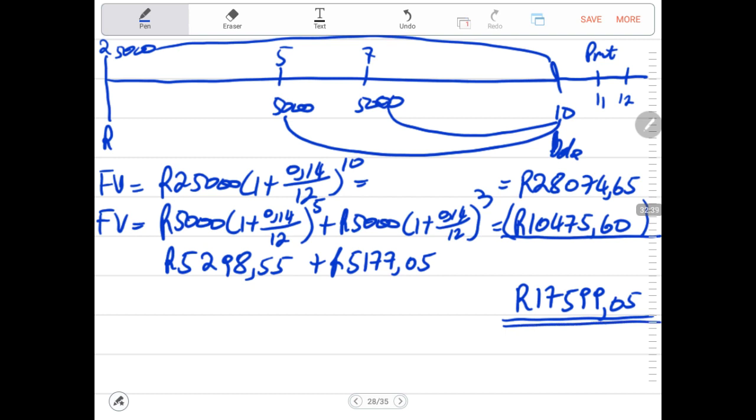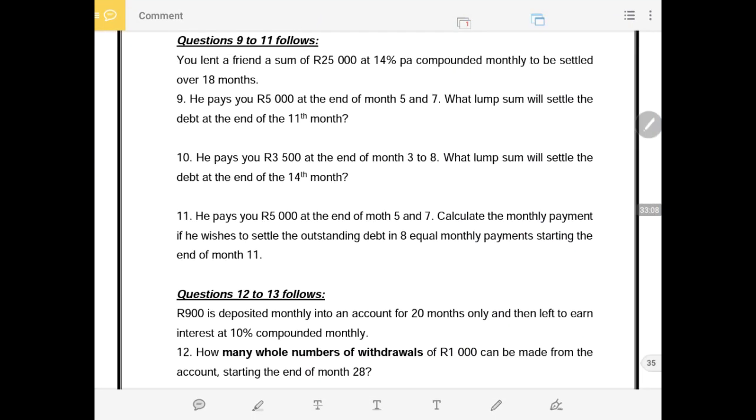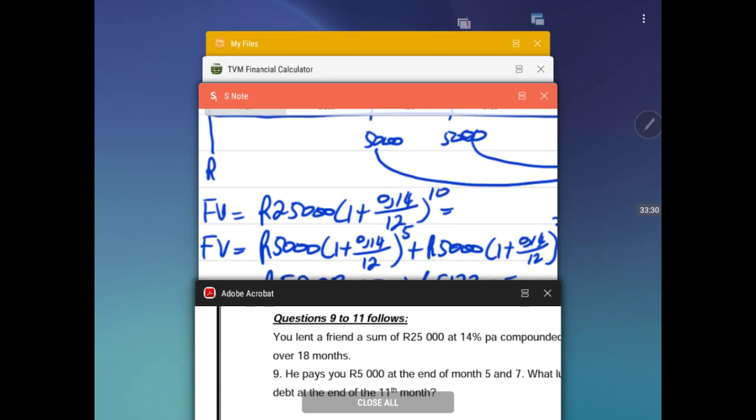So now the amount in the account at the end of month 10 is this one. At the end of month 10, this is the balance this friend owes us. So now he wants to settle this balance over a series of equal payments from month number 11, 12, 13 for the next 8 months. So that means our N is obviously 8. We are calculating PMT because the question was very clear: it said calculate the monthly payment, if he wishes to settle the outstanding debt in 8 equal monthly payments starting at the end of month 11.